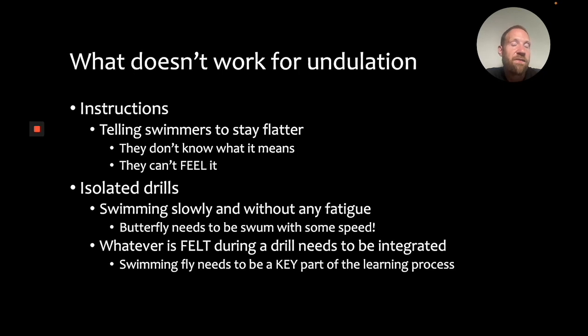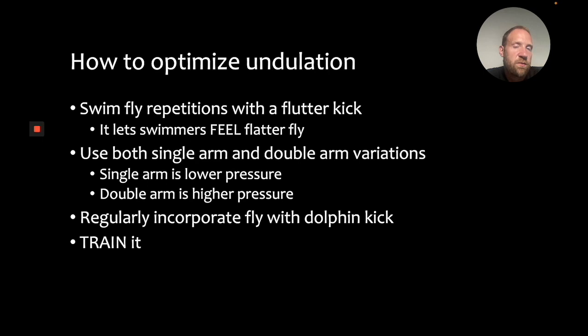Next, we'll take a look at one of my favorite ways to help swimmers learn to optimize their undulation. There are many ways to do this. This is one particular strategy that I find to be effective amongst others, and that's to swim fly with a flutter kick. It lets swimmers feel a flatter fly, and by flutter kicking, it forces them to tighten up the undulation. It's almost impossible to swim with a big undulation while using a flutter kick.